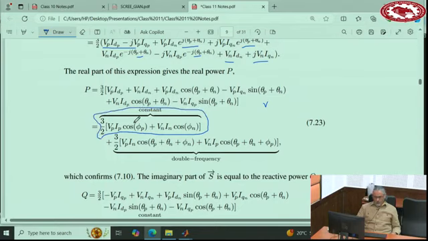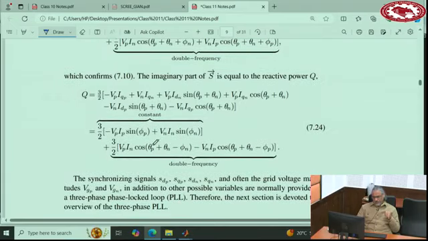This is basically the amount of actual power which is transferred. The other part is double frequency, so it's pulsating. And this is the amount of reactive power that is exchanged. This one is pulsating.